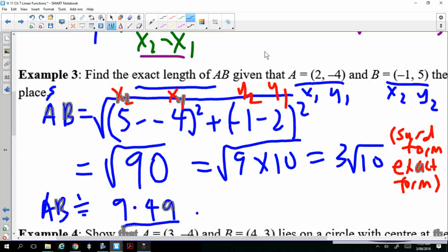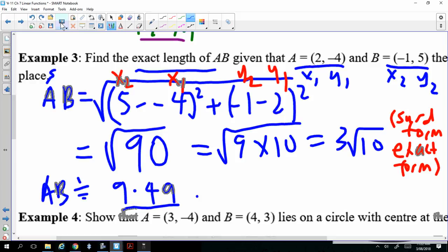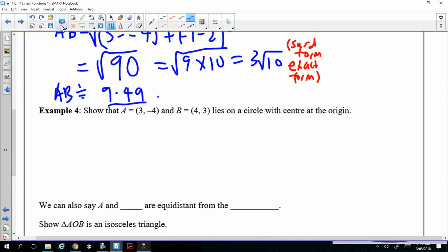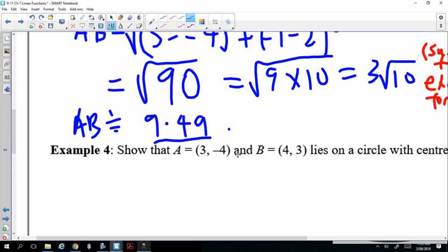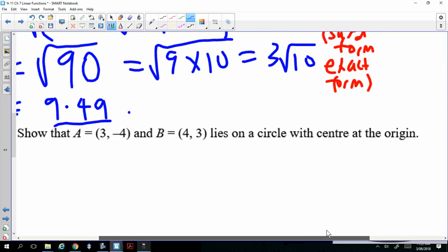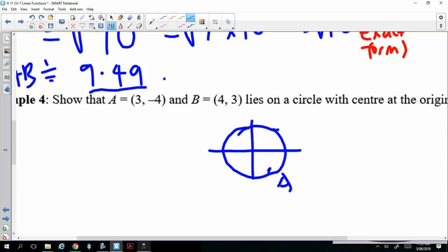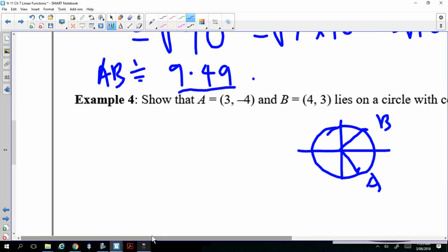Right, any question for example 3? No? Next question, have a read. Now, I want to show these 2 points lie on a circle of radius with center at the origin. So how do I do that? If it lies on a circle with center at the origin, what does it actually tell you about the length from the origin? It will show that the 2 lengths must be the same, right? Must be the radius. So what we do is, we're going to find OA, O being the origin.